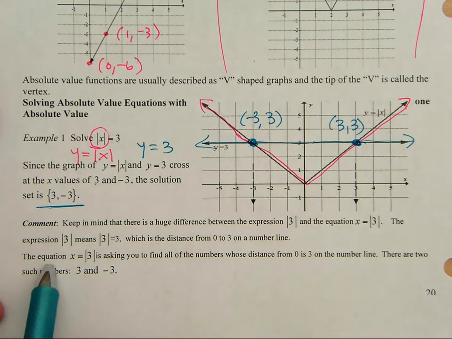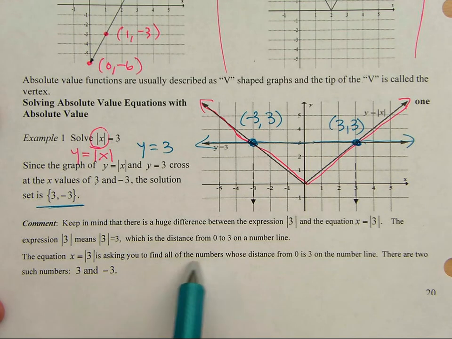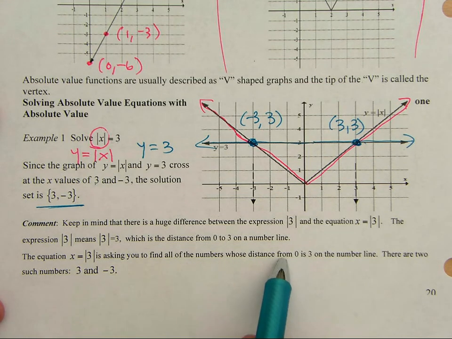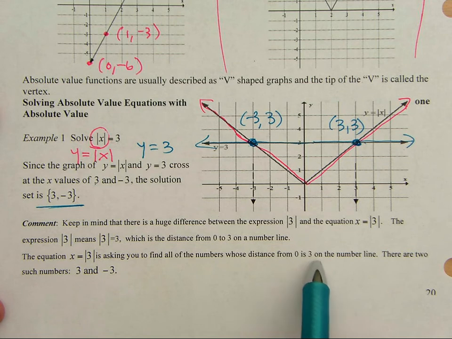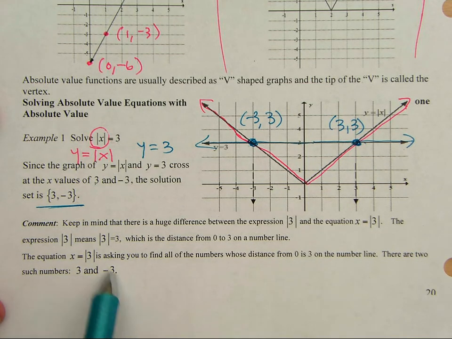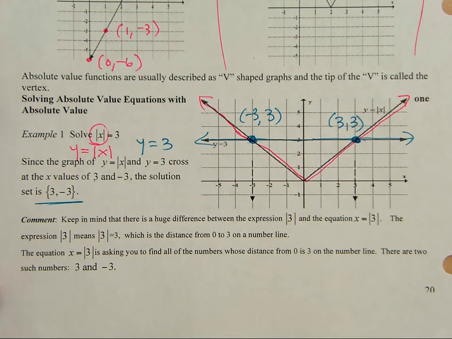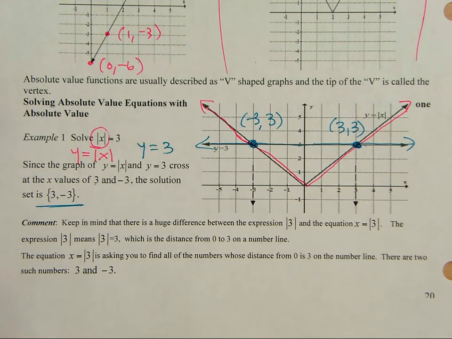The equation x equals the absolute value of 3 is asking you to find all of the x values whose distance from 0 is 3. And there are two such numbers, 3 and negative 3. So that's why we're saying x could have been either a positive or a negative 3. Does that sort of make sense? Okay. All right. So let's go ahead and turn the page onto another problem.